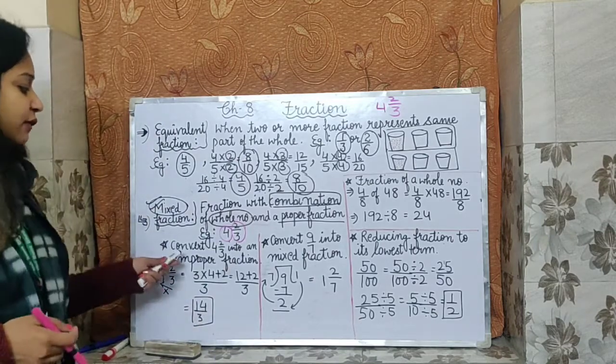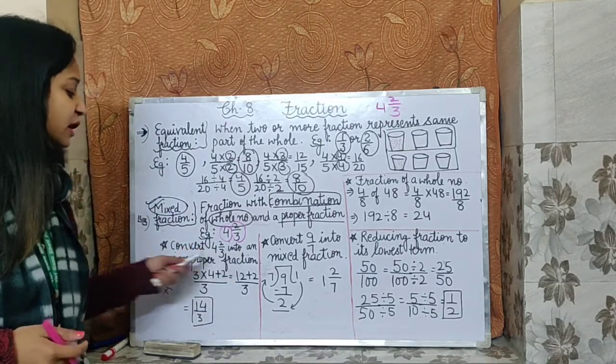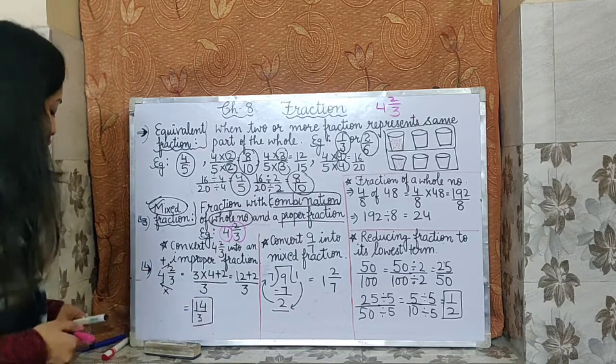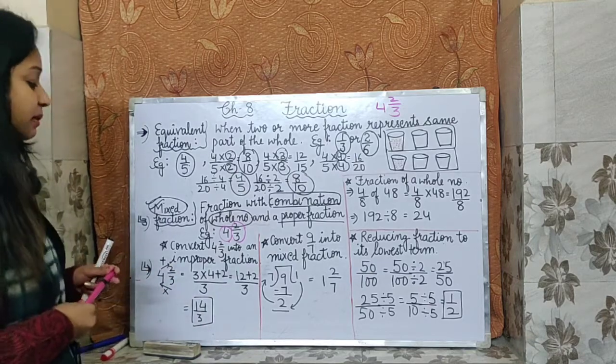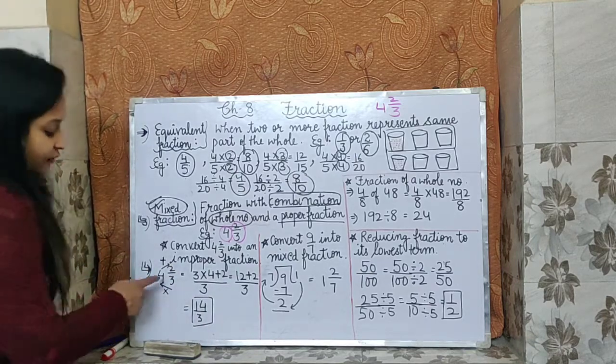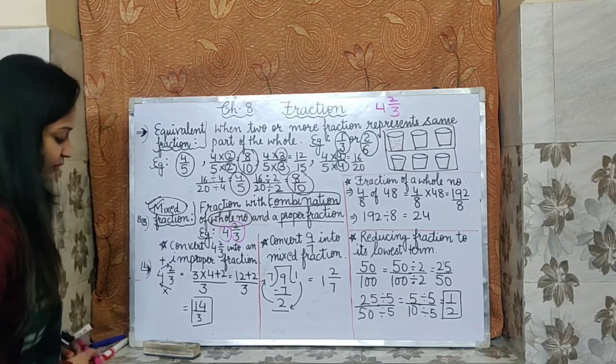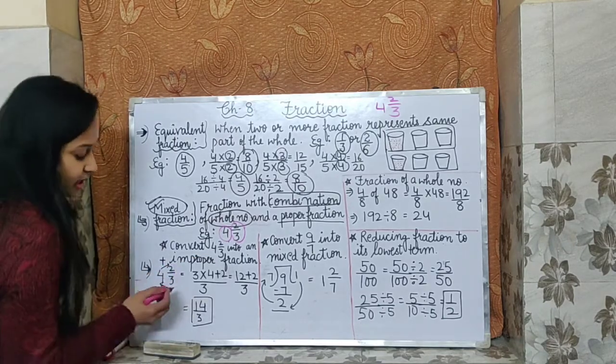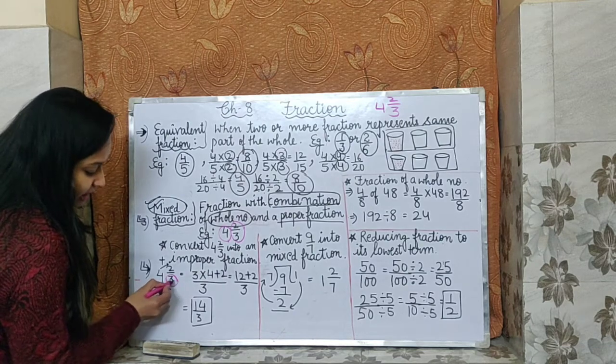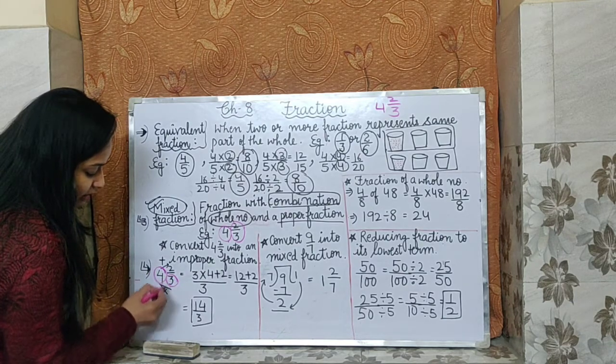But what if I want to convert this mixed fraction into an improper fraction? If I want to convert this mixed fraction into an improper fraction, how can I do it? First I will write this. See, I have made this one for you. If I want to convert to an improper fraction, I will multiply the denominator with this whole number first.